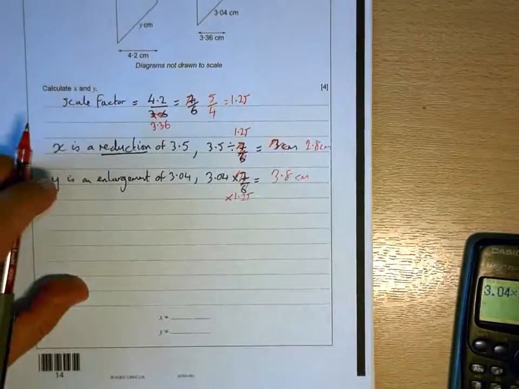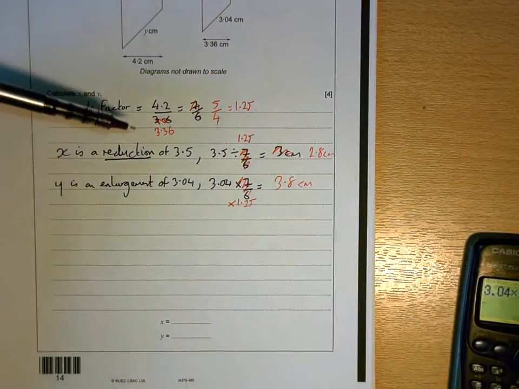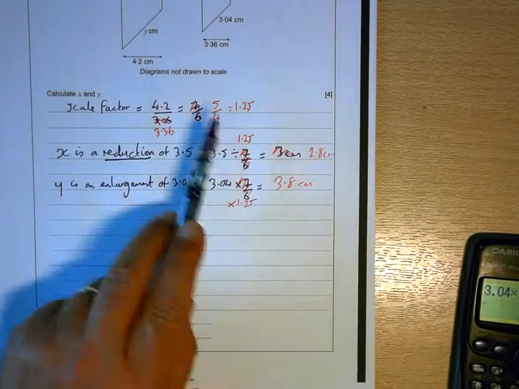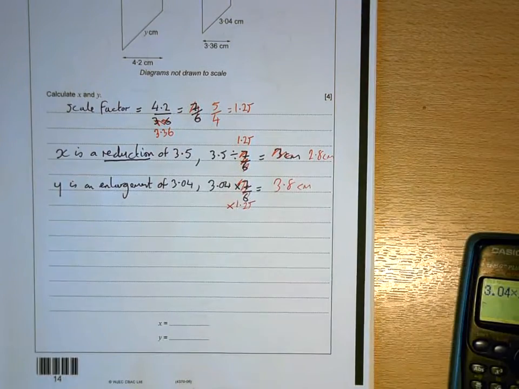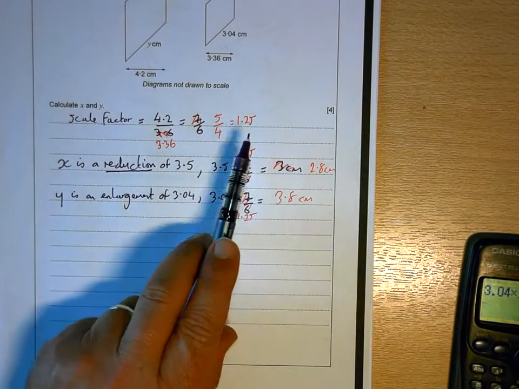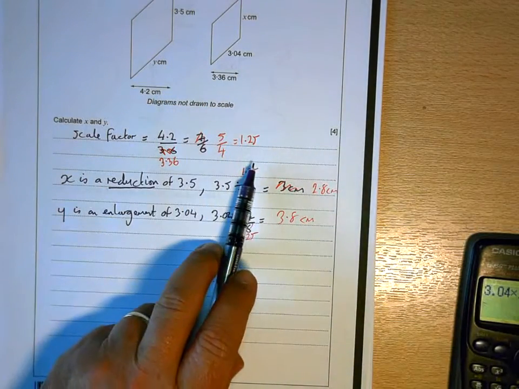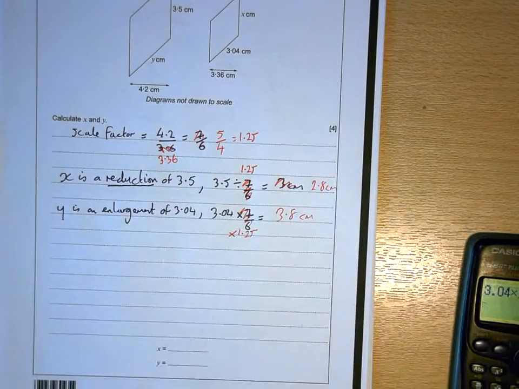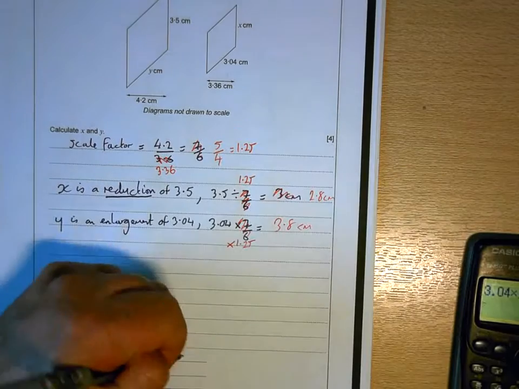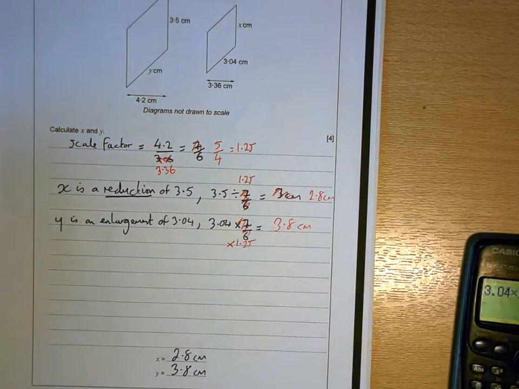Okay, so hopefully you spotted that mistake before I did and was shouting at the video. It isn't 3.6, it's 3.36. You find the scale factor, biggest divided by smallest, 1.25. If you're making a number bigger, if you're going in a direction which enlarges the shape, you'll be multiplying by that. If you're reducing the shape, you'll be dividing by that. So x is 2.8, y is 3.8.